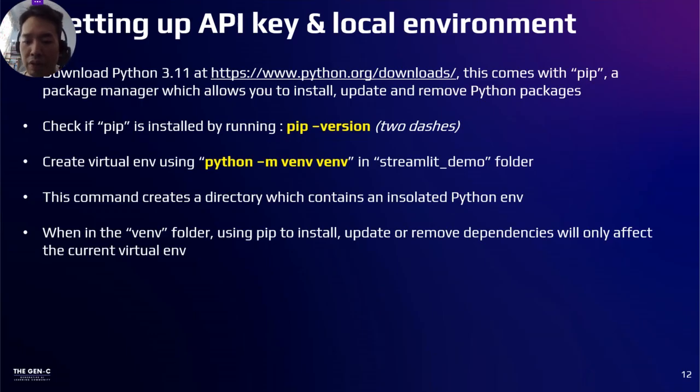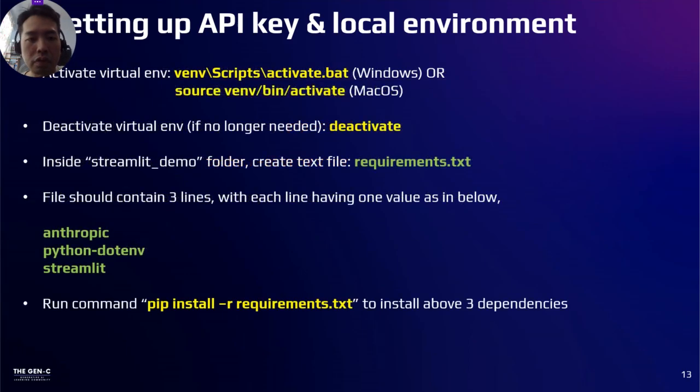To deactivate the virtual environment and use your global Python environment, you can run the deactivate command. To activate your virtual environment, you can enter the command shown on the screen for Windows and for Mac OS.